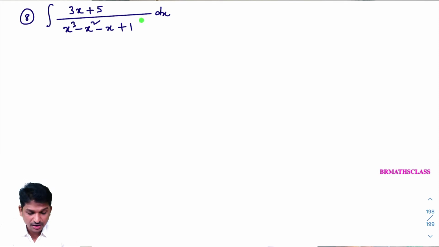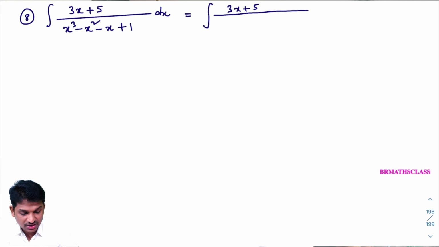Yes. Does the denominator contain repeated linear factors? I cannot say anything here. I need to simplify this. So what I'll do: integral of 3x plus 5 divided by, you look here in the denominator, you observe these first two terms. In these first two terms, I'll take x square common. If you take x square common, what you will get? x minus 1.